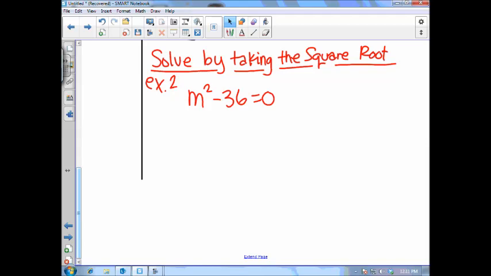Okay, so on example 2, we don't even have to graph to find those. We could just solve it, which is going back to pre-algebra and solving for the variable. How would we get m by itself?